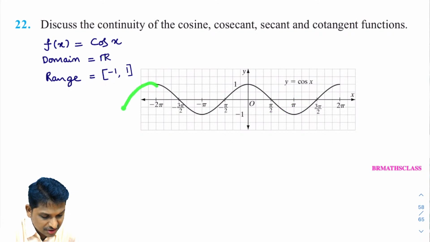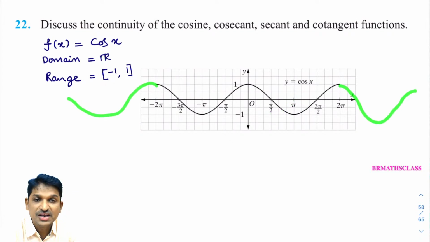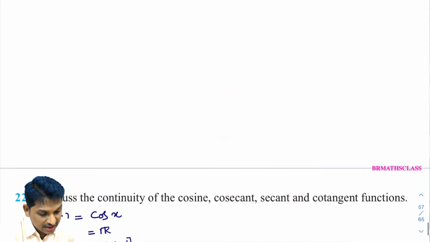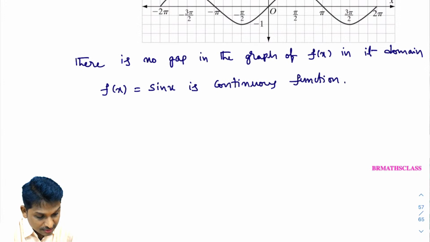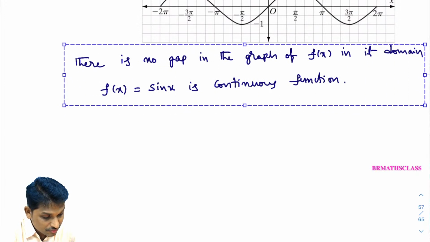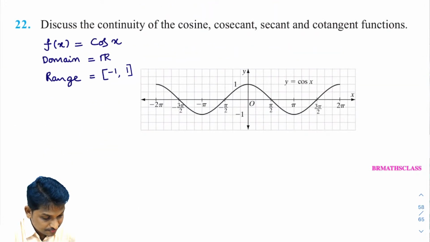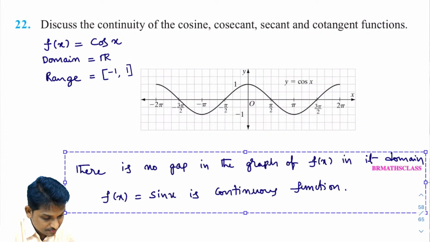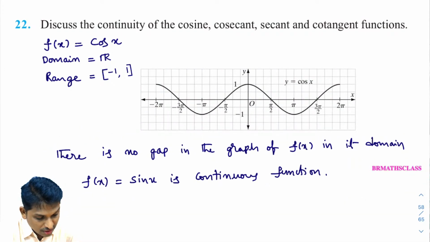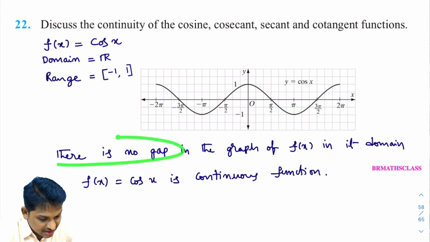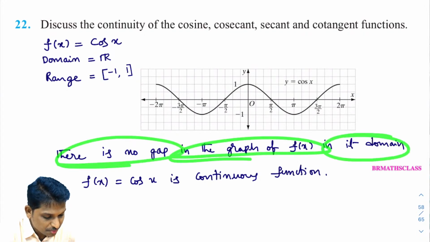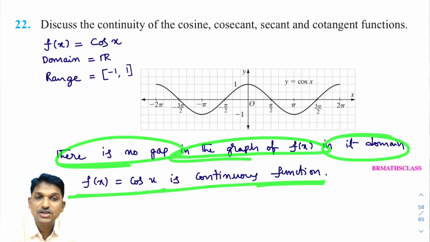See here, if we proceed further, we will get a graph like this. So what I can conclude here, I will write this. There is no gap in the graph of f of x in its domain, where the function is cos x. Therefore, f of x equal to cos x is a continuous function.